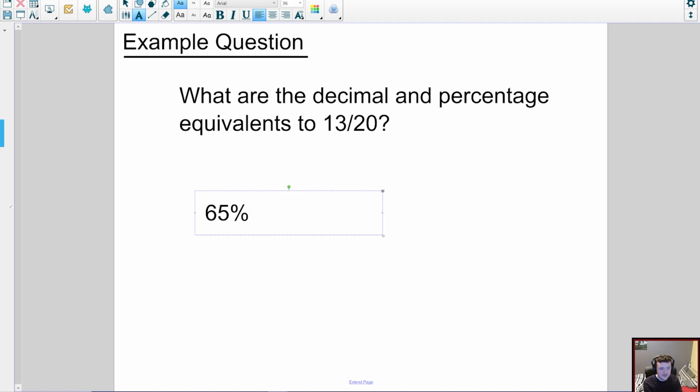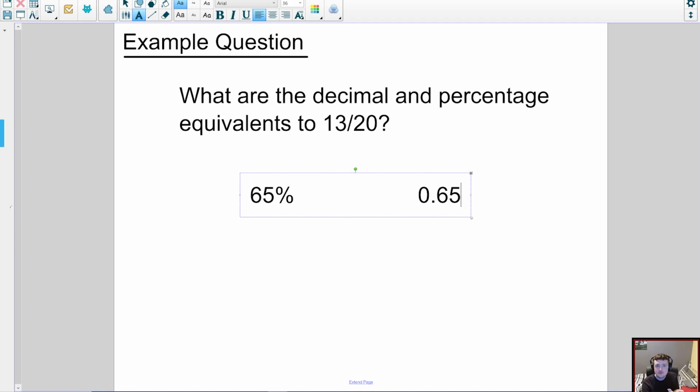My decimal amount, therefore, once I've got a percentage, I divide it by 100. And so what I end up with is 0.65. And so these are my decimal and percentage equivalents to 13 out of 20. And that would be my answer. So that's essentially how we work out a decimal and percentage equivalent. And I'm using my triangle in my brain. If you need to write it down, write it down. Draw the triangle, work out how to get from one to the other.